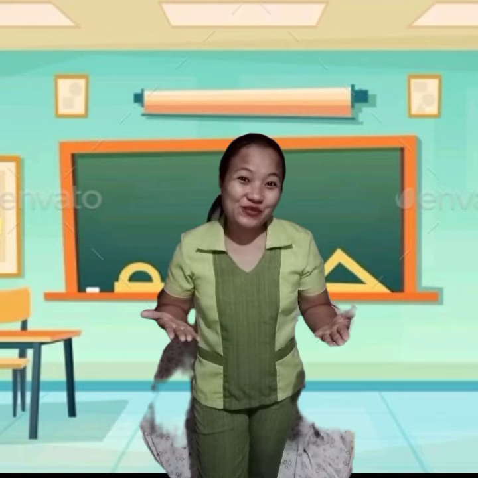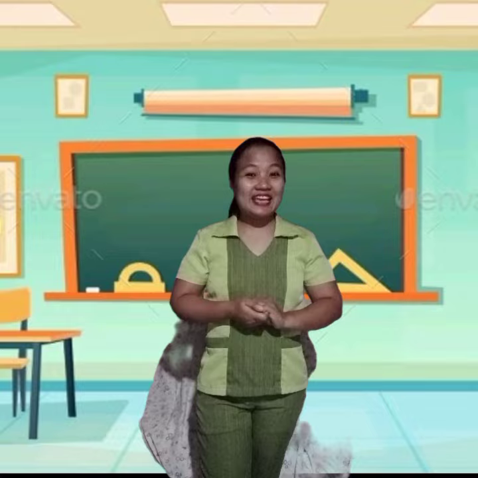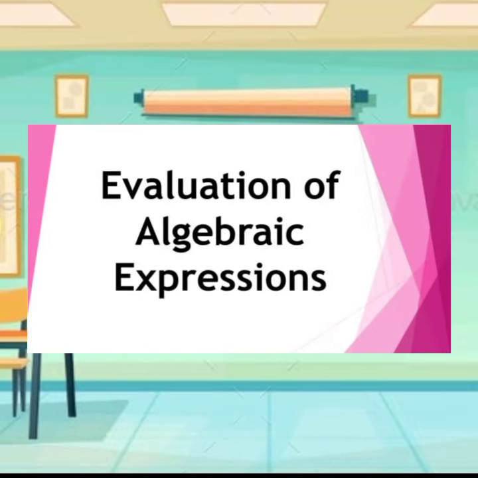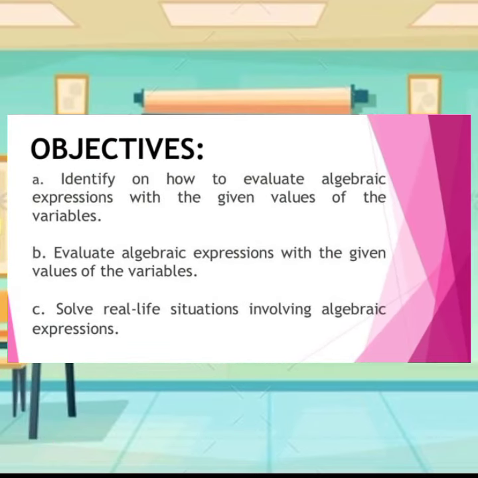What do you think is our lesson for today? Very good! So, it is all about evaluating algebraic expressions. Please read what are the objectives of our lesson for today. Anyone from the class? Thank you. So, we have here the first objective of our lesson for today. We will identify how to evaluate algebraic expressions using the given values of each letter or variable. The second one, we will evaluate or solve algebraic expressions using the given values of each letter or variable. And the last one, we will solve real-life situations or problems that involve the concepts of algebraic expressions.